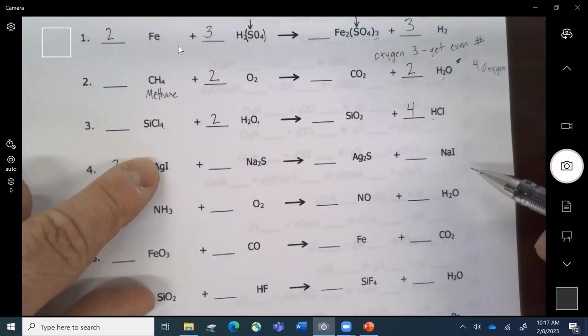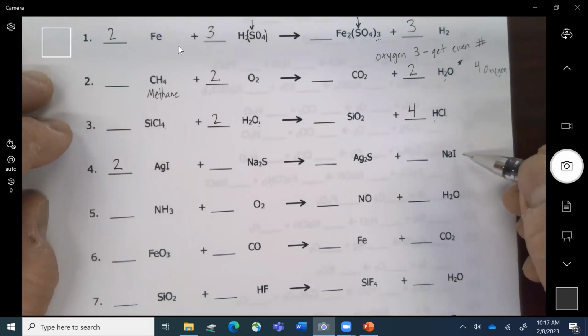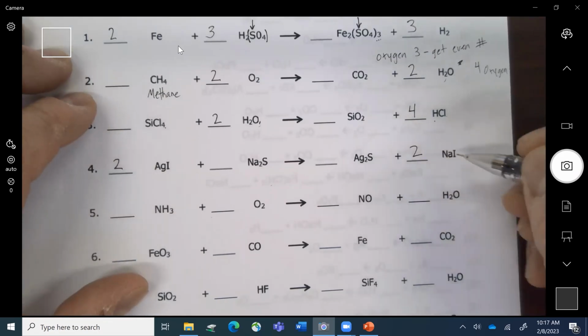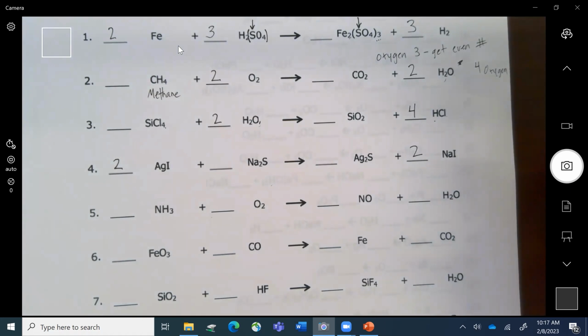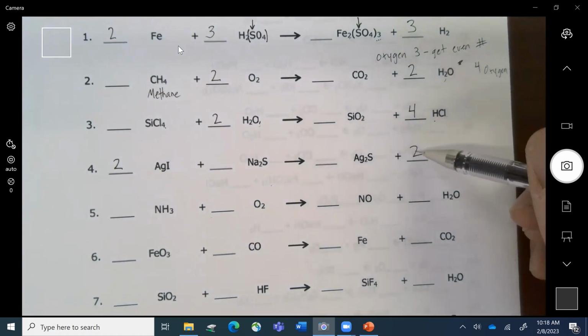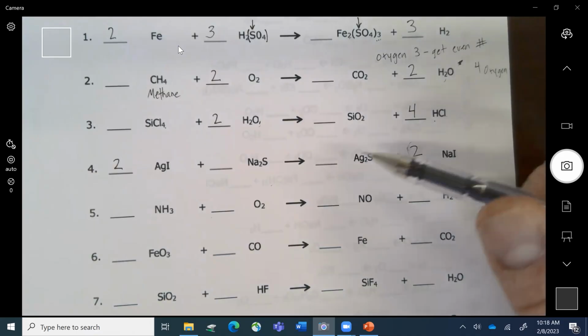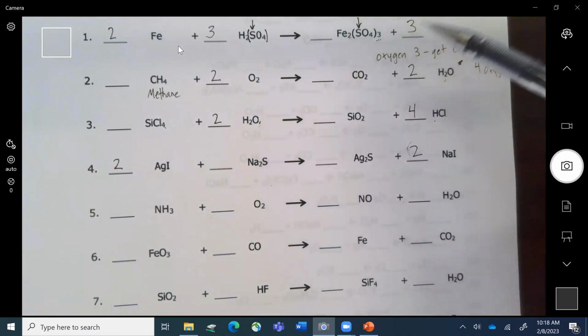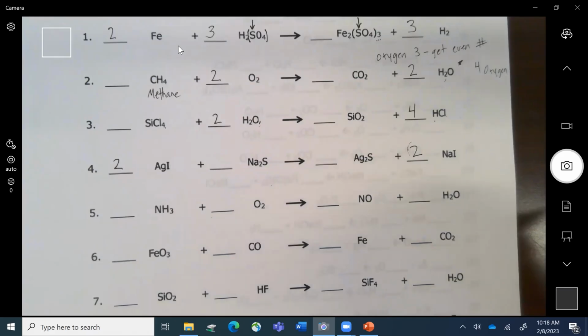That is what's connected. That comes over here. Well, I have 2 on one side, and I only have 1 over here, so I need to put a 2 there. Okay. Now look at sodium. I have 1. No, I have 2 because I multiplied by 2. So 2, 2. S, there's 1 sulfur, there's 1 sulfur over here. So I am done with that one.